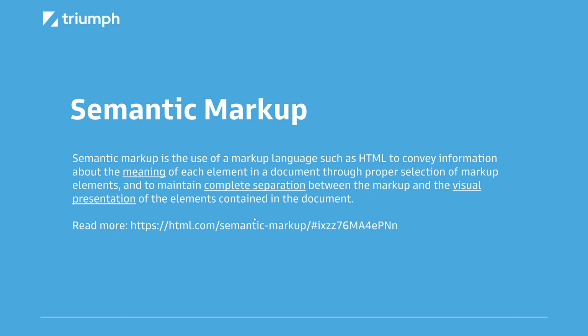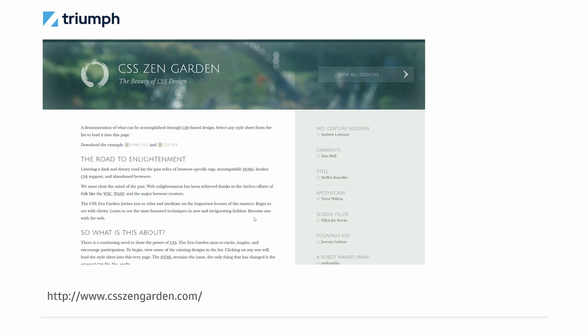So let's look at a great site that helps explain this. This is a website called the CSS Zen Garden. The purpose of this site is to show you semantic markup and the separation between the markup and the styling. If we look at this page here, we can see it has a nice title and a nice subtitle. The subtitle is The Beauty of CSS Design. It has some content. The Road to Enlightenment is one section. What is this about is another section. And then over here is a listing of different ways that we can recreate or restyle this site, different themes you can think of it as.